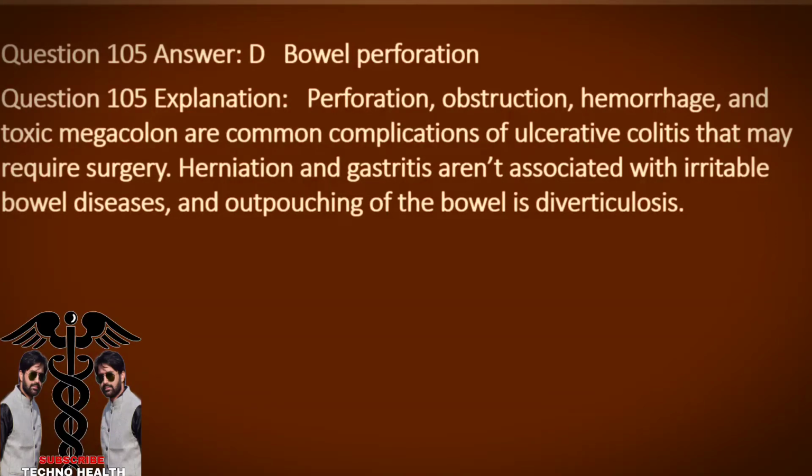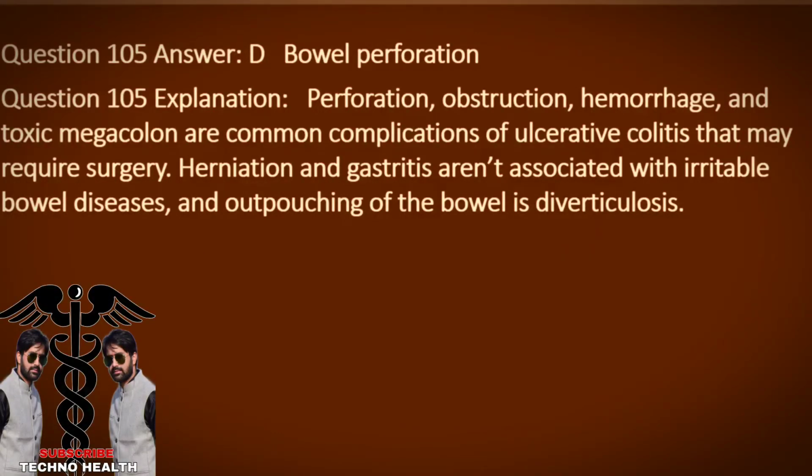Explanation: Perforation, obstruction, hemorrhage, and toxic megacolon are common complications of ulcerative colitis that may require surgery. Herniation and gastritis aren't associated with irritable bowel diseases, and outpouching of the bowel is diverticulosis.